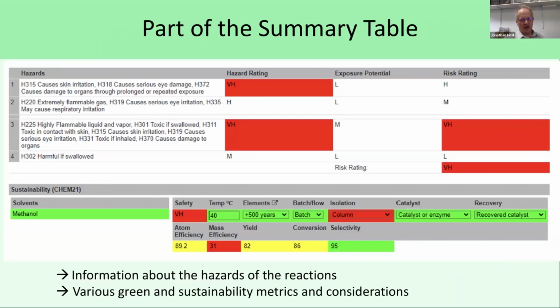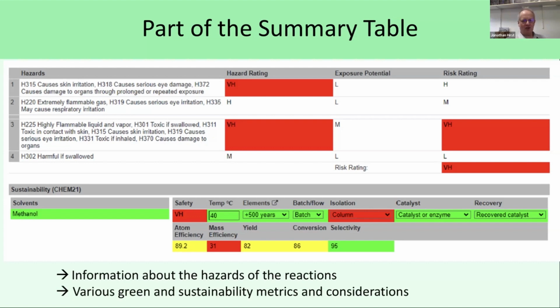On the top half of this slide, you can see what you might expect in terms of a typical summary around the hazard. So there's a text summary of the hazards and then a matrix based on the level of hazard and the exposure potential to give an overall risk rating on the right-hand side. In addition to that, we also have a summary table on sustainability considerations. So some of these can be calculated in advance of doing the chemistry, and then there's the opportunity for the chemist to maybe make some different decisions.